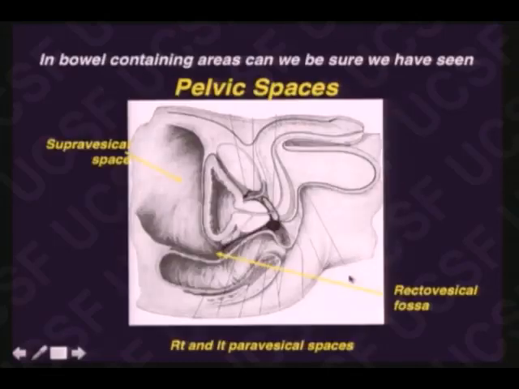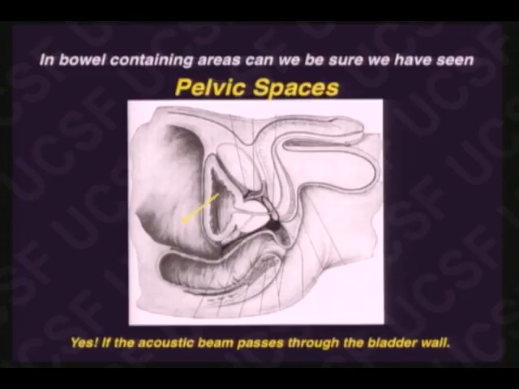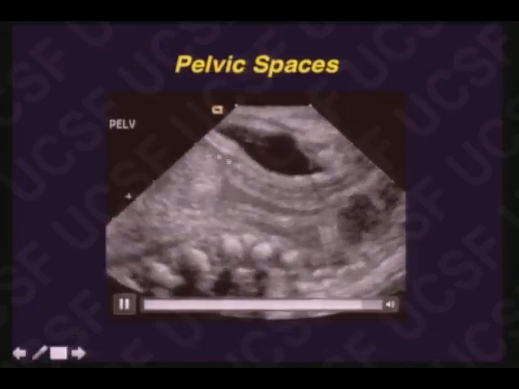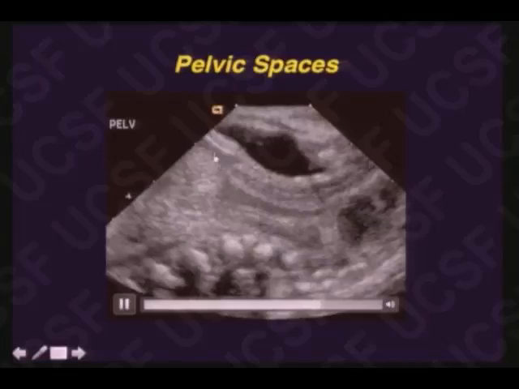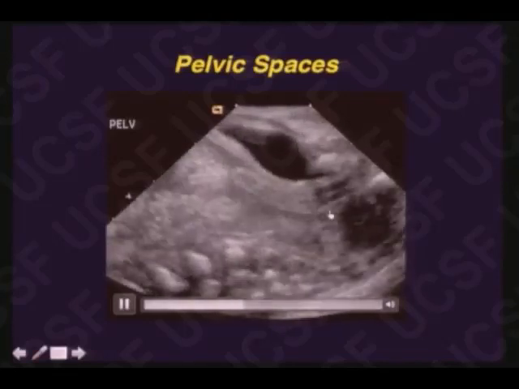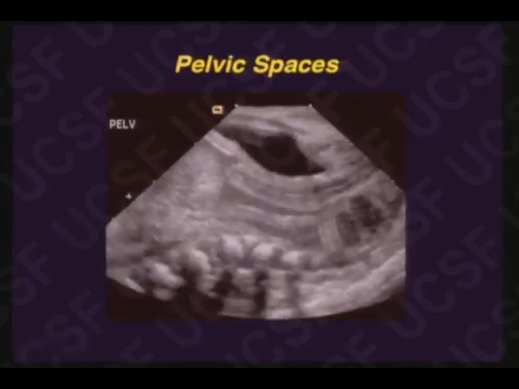So, as far as the supravesical space, rectovesical fossa, and right and left paravesical spaces, as soon as the beam exits the bladder wall, it will enter those spaces. So if I'm simply wise enough to make sure there's a little bit of urine in the bladder, then I know for certain I've interrogated all of those spaces. So this little bit of fluid in the supravesical space and this little bit of fluid in the cul-de-sac, in this case a hemoperitoneum, are visible.